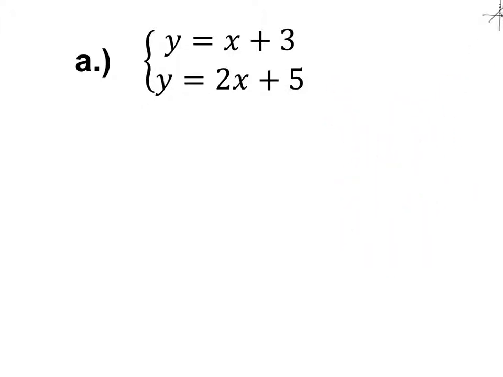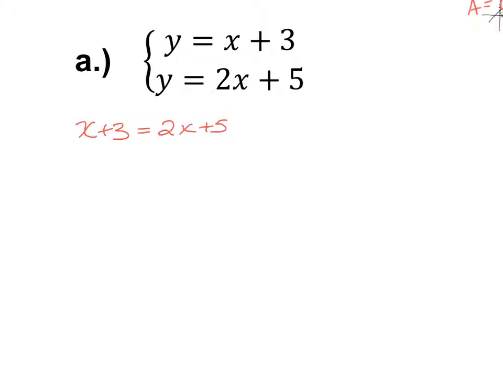So if you know y is equal to this, and at the same time y is also equal to this, then you know these two must be equal to each other. Think of it this way. If A is equal to B and B is equal to C, then A must be equal to C, right? That's kind of a circular statement. So you have x plus 3, which is what y is equal to, equals 2x plus 5, which is also what y is equal to. Now you have an equation with only one variable, x.